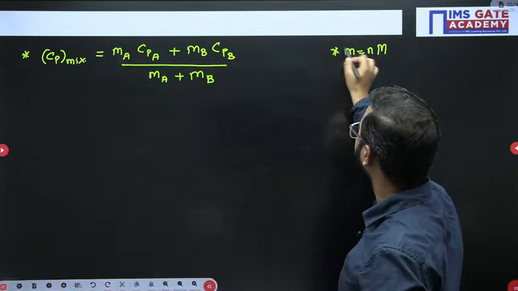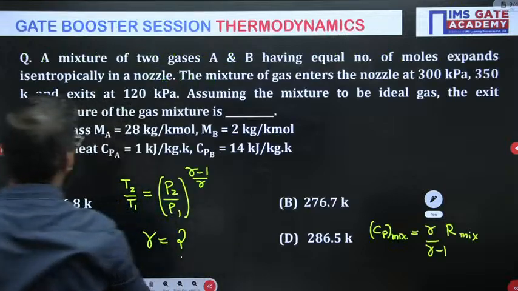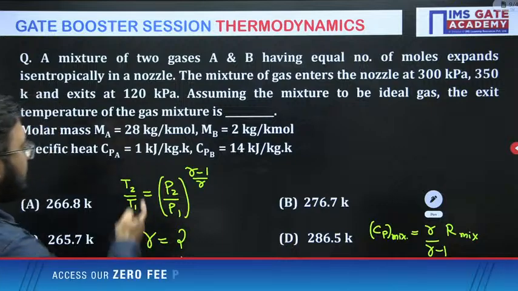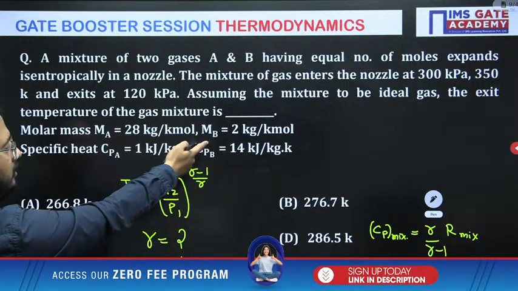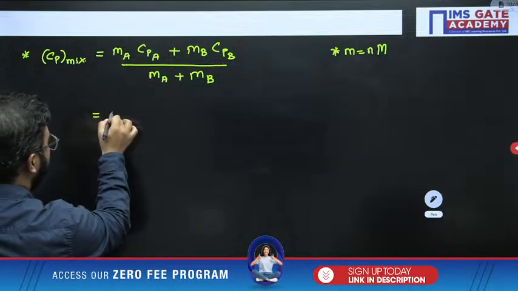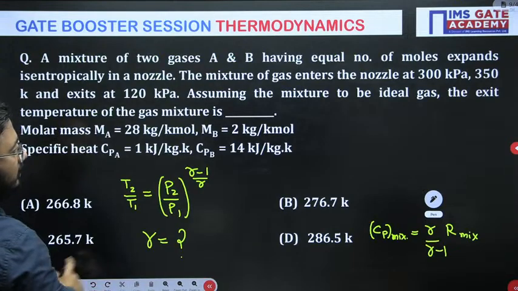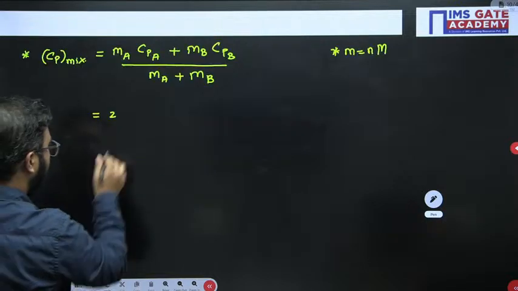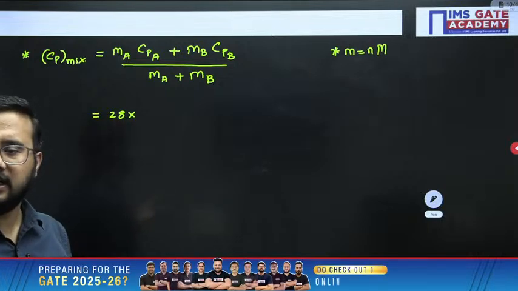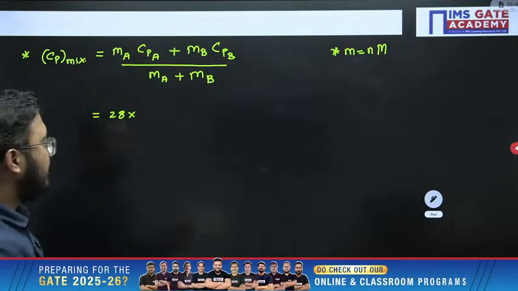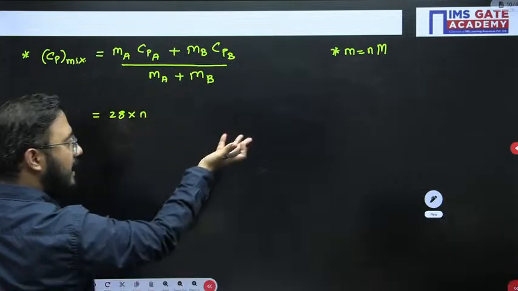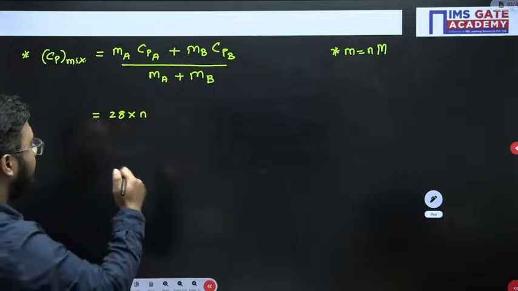This is the formula. Now, if you see the question, the information given is that they have an equal number of moles. Molecular weight is given for gas A as 28, for gas B it is 2. So for gas A, if I have to write mass, I will write first of all the molecular weight. What is the molecular weight of gas A? 28, into number of moles. Now, the number of moles are the same, so it will get divided actually. I will keep n number of moles, and the same n number of moles is there for gas B also.